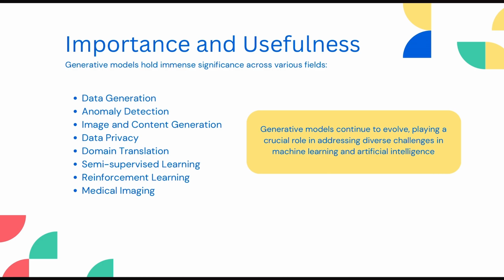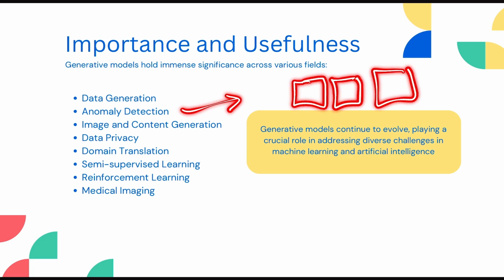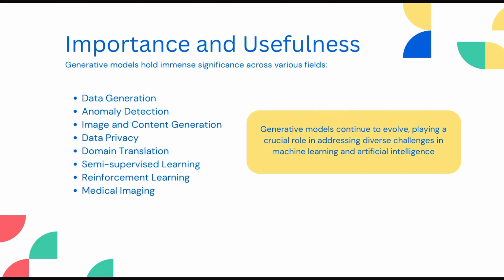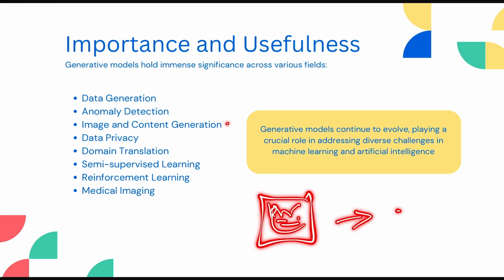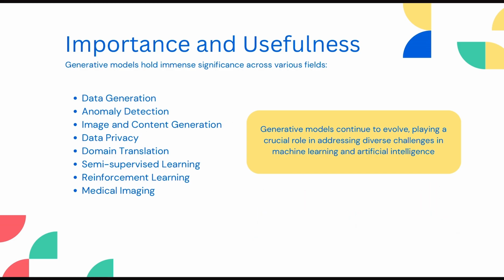data generation. Anomaly detection. I wanted to find out if there is a car service happening, is there any fault, and how many faults are there. Anomaly detection. Image and content generation. I can have a cat's image, and using that cat's image I want to generate, let's say, a dog's image, right? So that is possible using generative AI.